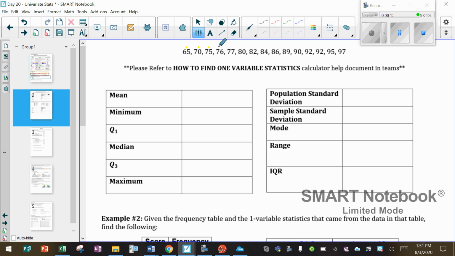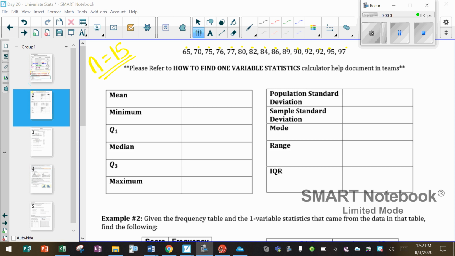1, 2, 3, 4, 5, 6, 7, 8, 9, 10, 11, 12, 13, 14, 15. So we have 15 numbers. Total numbers in our list, there's 15 of them. So you're going to add these up, divide by 15, and then come back. So I want you to pause it, find the mean, and then unpause it, and we'll see how you did.